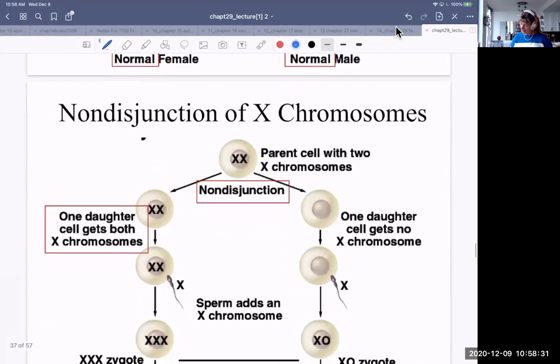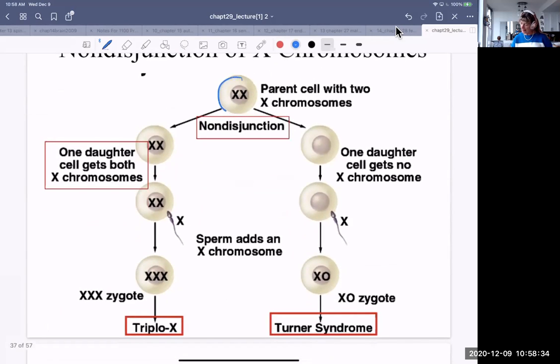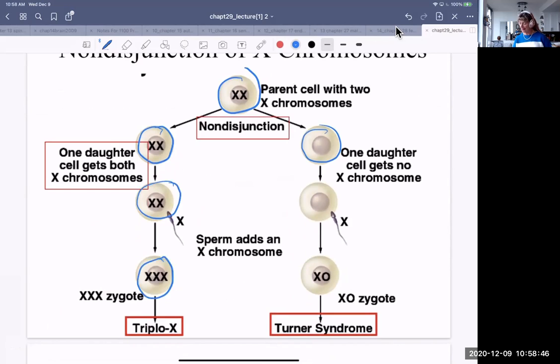However, non-disjunction occurs when the parent cell is here. One daughter cell gets both X chromosomes, and the other daughter cell gets no X chromosome. Therefore, when the sperm adds an X chromosome, here you have a triplo X zygote. If there is no chromosome in the egg, but the sperm provides an X chromosome, then there is an XO zygote, and that results in what is known as Turner syndrome.